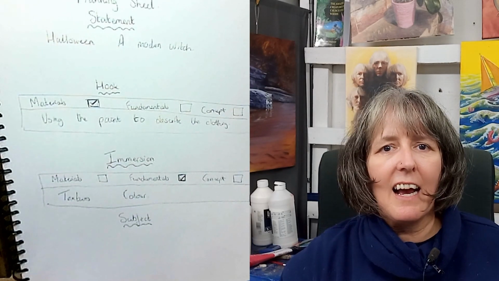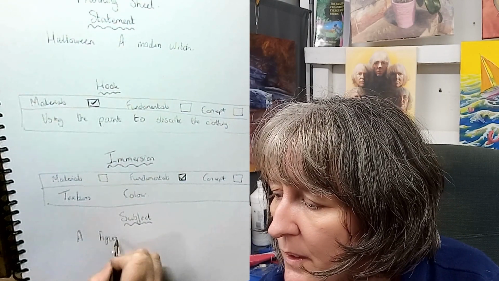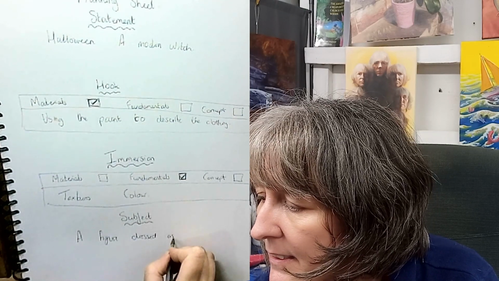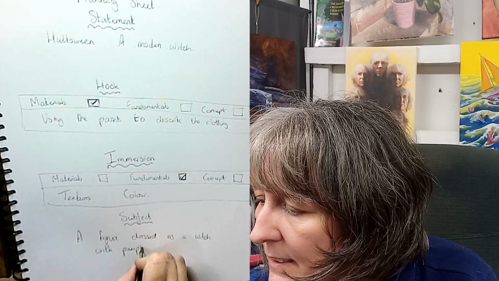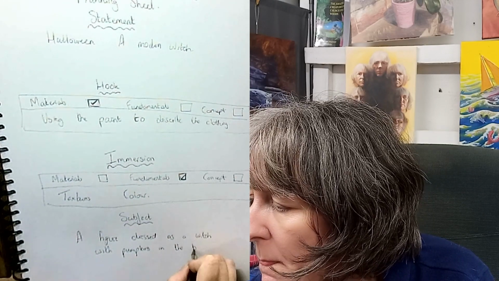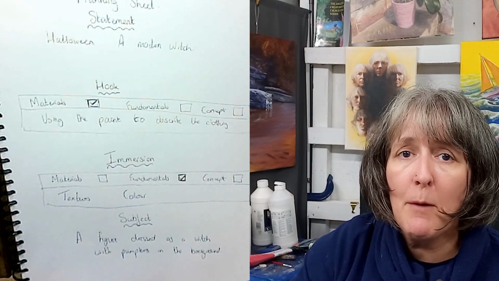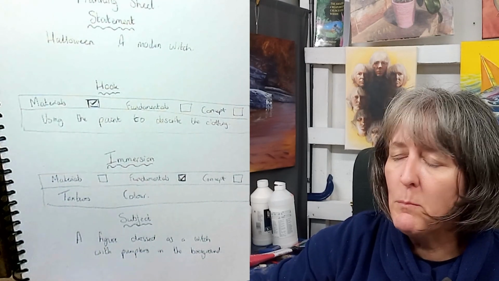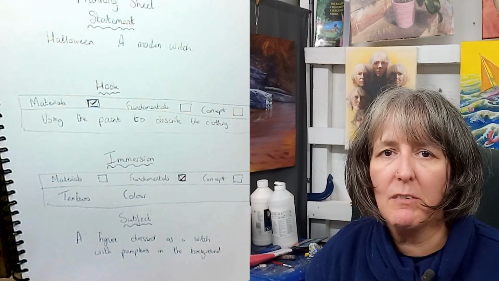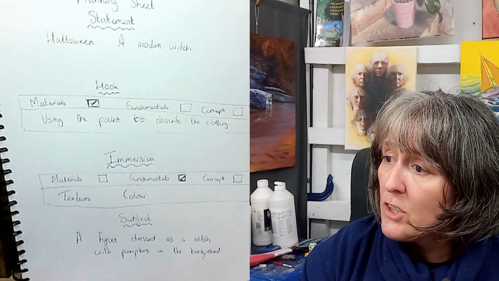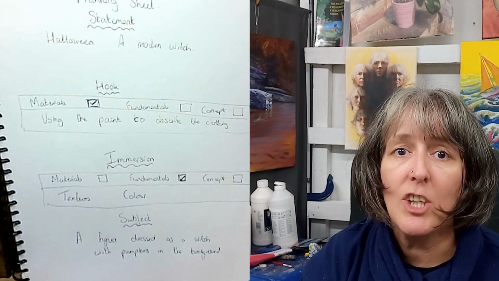The subject, well, as I've been explaining this, I've explained to you exactly what it is. So it's a figure dressed as a witch with pumpkins in the background. Now, from now on, I probably won't be separating out place from subject, the background, where it is. That all becomes part of subject, what's in the painting. So that's my planning sheet done. Statement, hook, immersion, subject, Schiss.